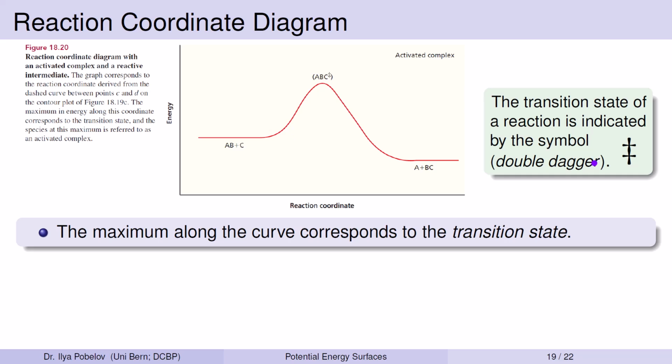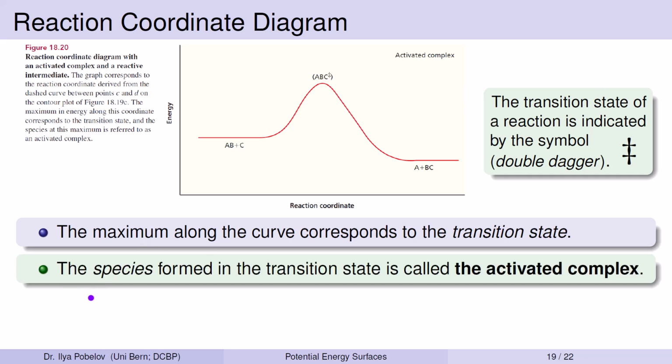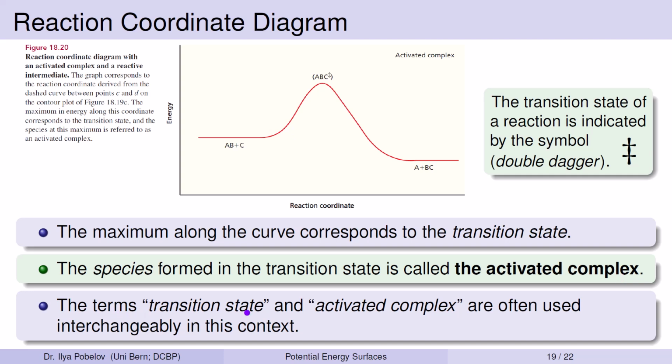Strictly speaking, while the transition state corresponds to a certain range of system configurations, the chemical species formed in the transition state is called the activated complex. Nevertheless, these two terms are often used interchangeably in this context. This figure also demonstrates very well that the activated complex is not a stable species, such as a reaction intermediate, but a mere transitional configuration of a system of atoms.